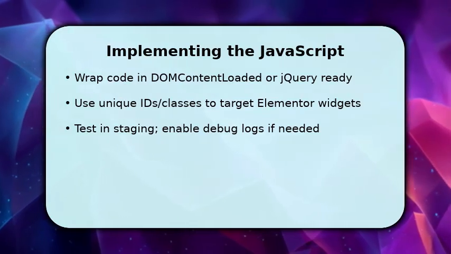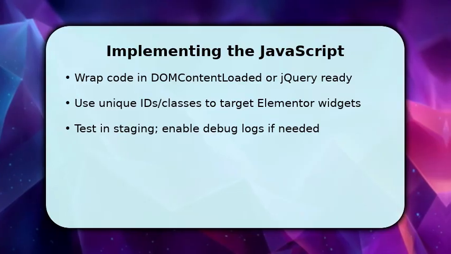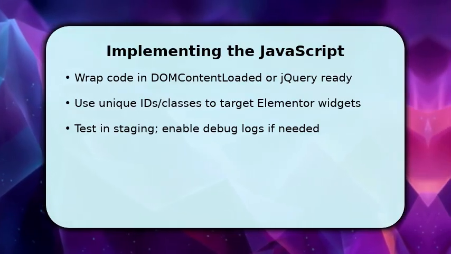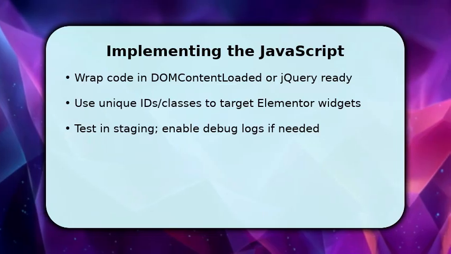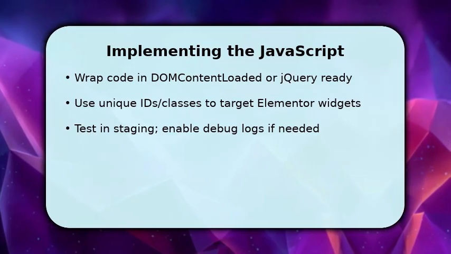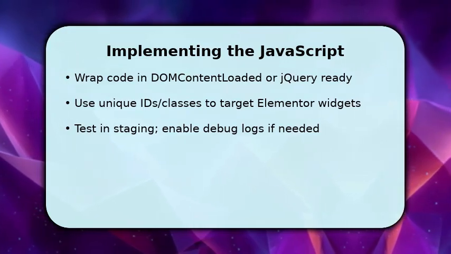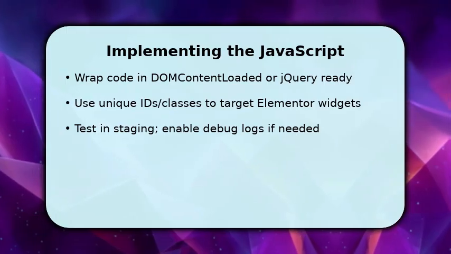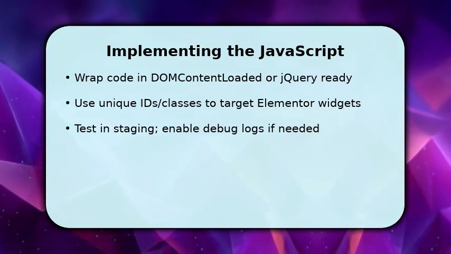Use document.addEventListener('DOMContentLoaded') or jQuery(document).ready. Target Elementor widgets using their ID or a custom class you add in the widget's Advanced CSS Classes field. Once added, set display conditions and priority. Save and publish to staging first, then clear caches.